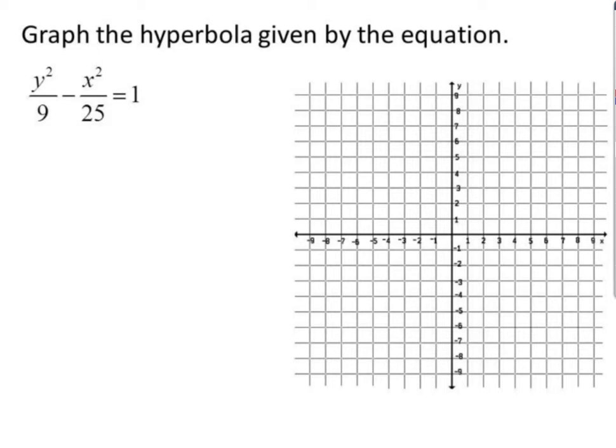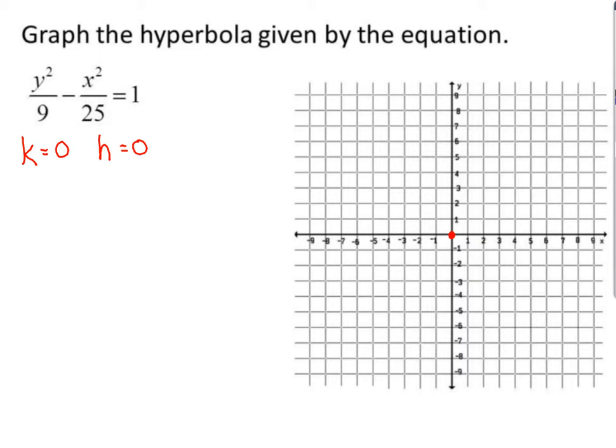So because in this equation we have y squared first, we do know this is going to open vertically. It's going to open up and down. Because there is nothing with the y, we know our k value is 0. Since there's nothing with the x, we know our h value is 0. So our center is at 0, 0.